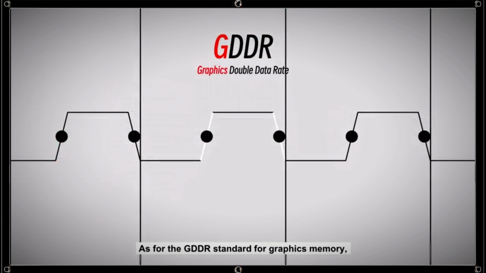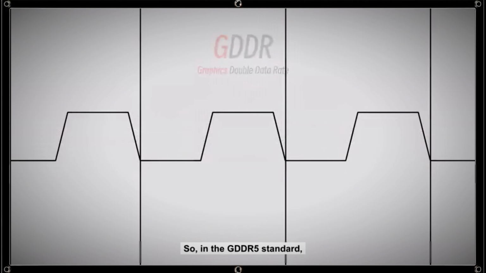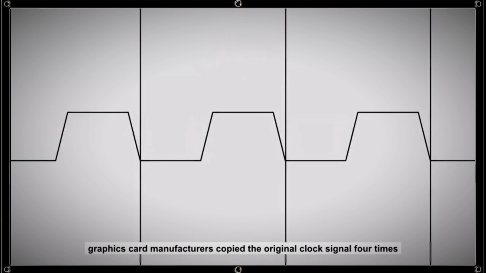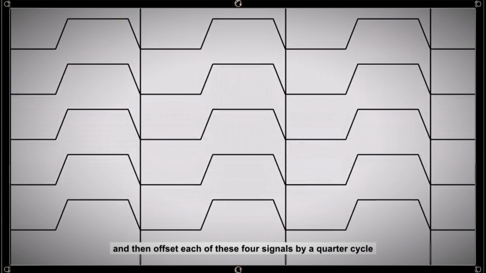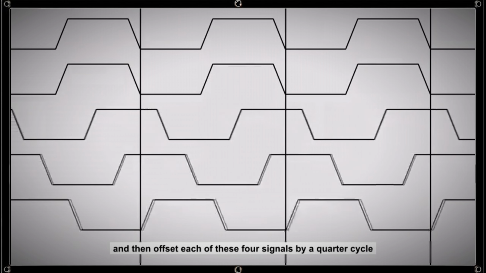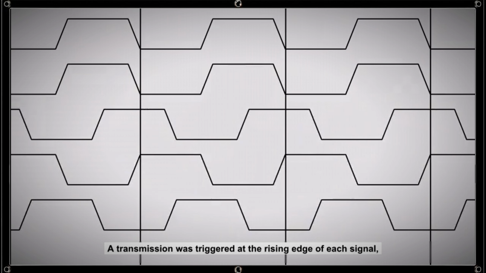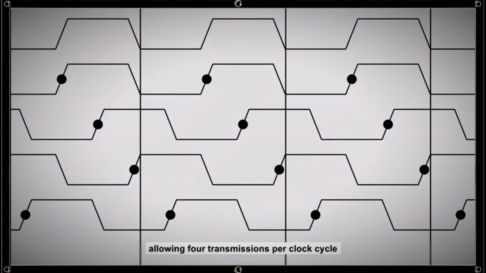As for the GDDR standard for graphics memory, this existing predecessor technology was undoubtedly adopted directly. After all, the name GDDR itself includes DDR. But soon, even this technology of transmitting twice per clock cycle could no longer meet the throughput demands of GPUs. So, in the GDDR5 standard, graphics card manufacturers copy the original clock signal 4 times, and then offset each of these 4 signals by a quarter cycle. A transmission was triggered at the rising edge of each signal, allowing 4 transmissions per clock cycle.